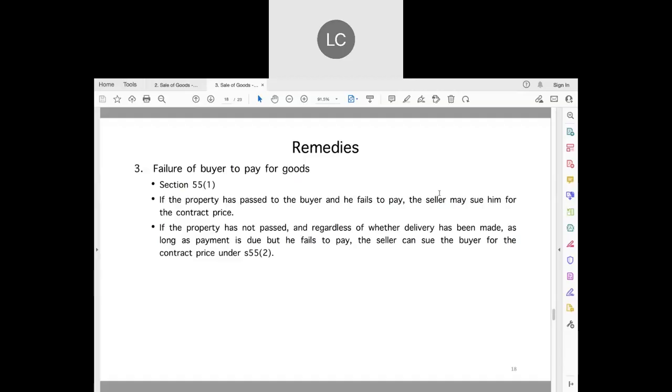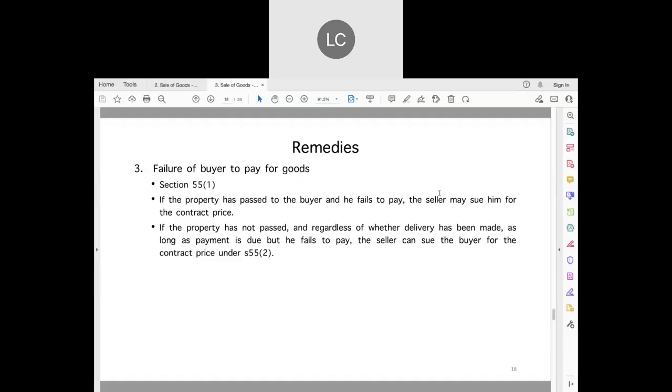So the difference between section 55 and section 56 is that under 55, it does not matter whether there's delivery or not. Particularly under 55(1), it does not matter whether there is delivery or not. It is only concerned with whether property has passed or not. And what the seller can ask here under 55(1) is the contract price.